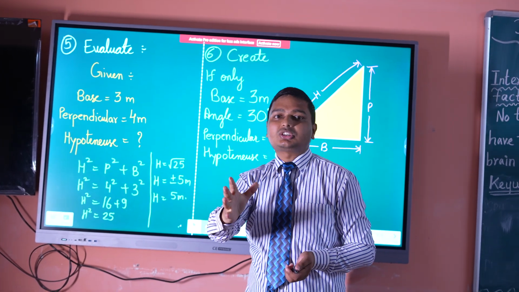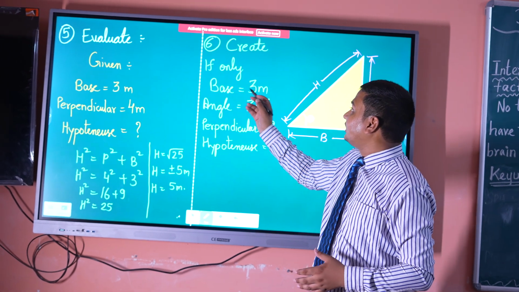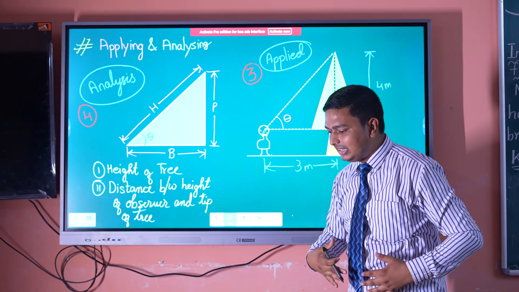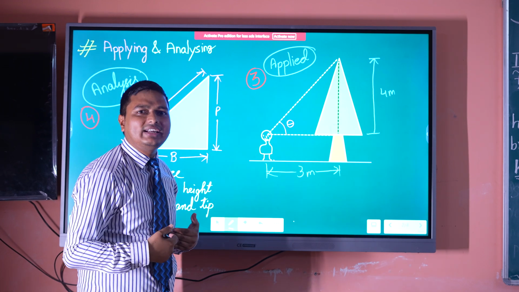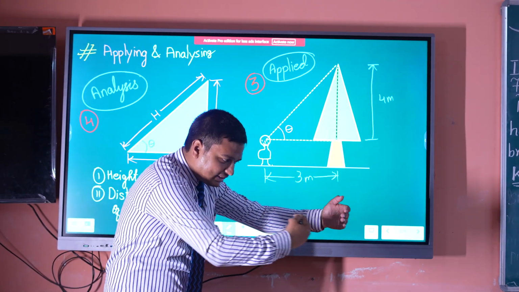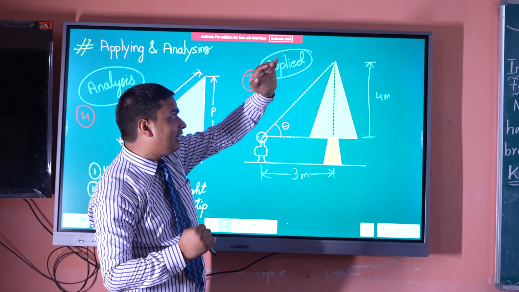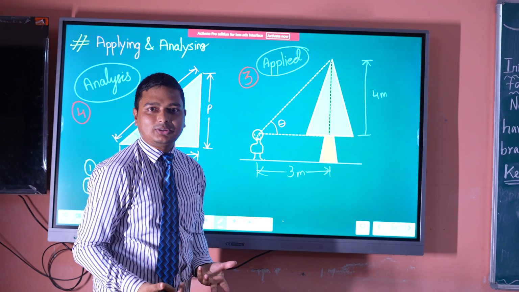Now the next, Bloom's taxonomy will tell you to create a situation. In that condition, only the base I know. For example, I am standing here and here is the tree. Till the base distance I know, and I am also able to find out the angles. But I can't measure the height of this tree. How to find it out?